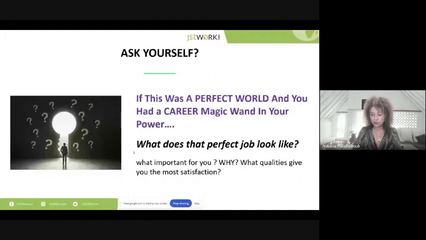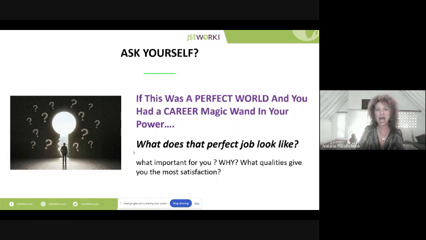I'm going to give you an exercise. I'm going to give you a magic wand. I want you to imagine you have a perfect magic wand in your hand and you can magic any job. Don't focus on the job title. Focus on what it is that you are doing. What is it that you are feeling, accomplishing, achieving? What are the most important qualities?